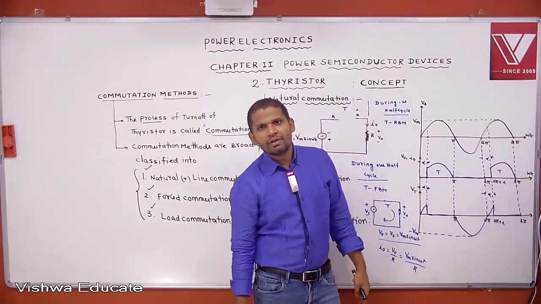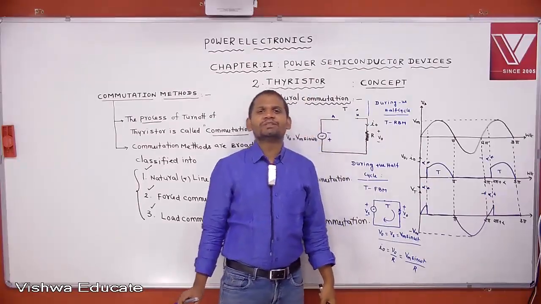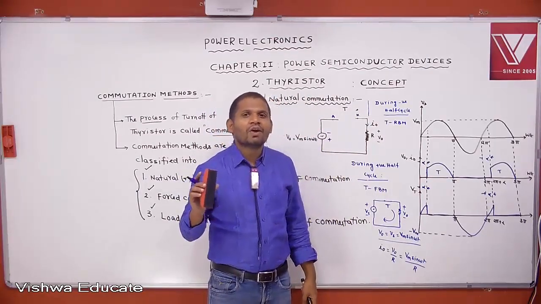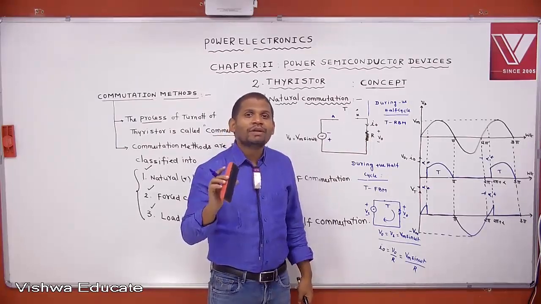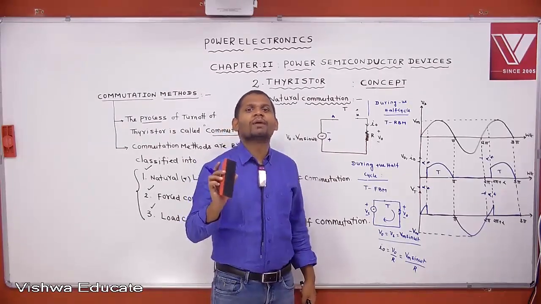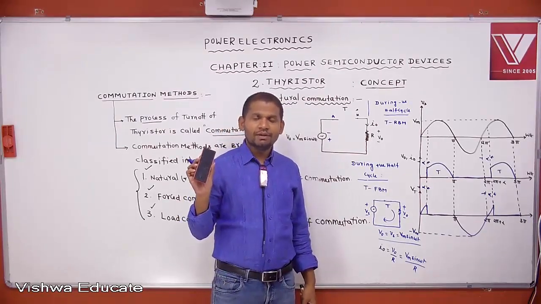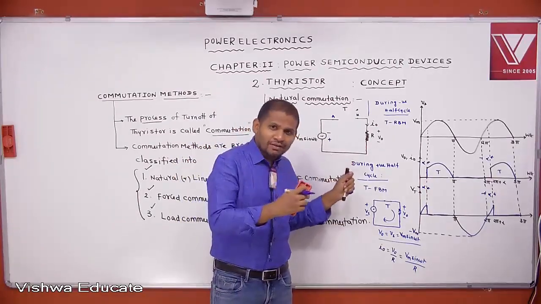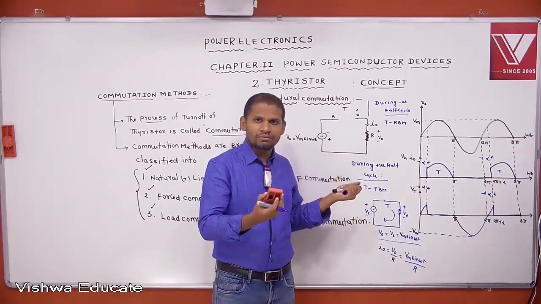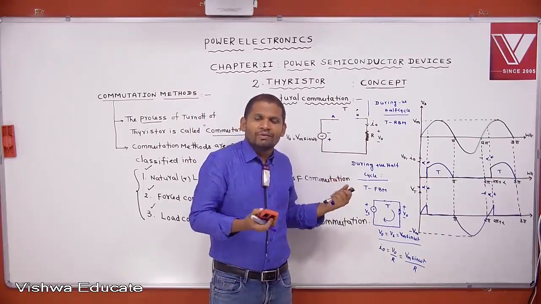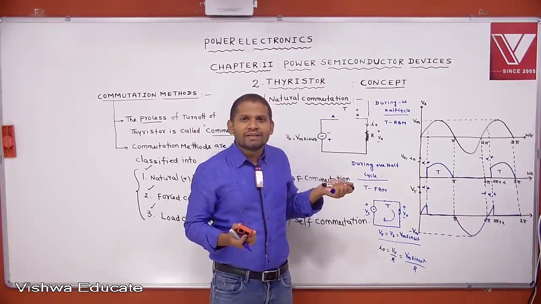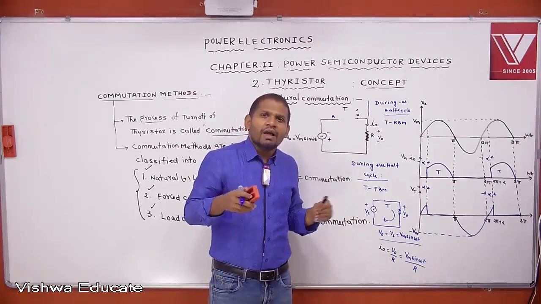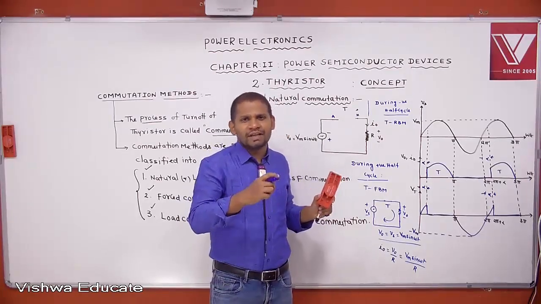What do you mean by natural commutation or line commutation? It means that in natural commutation or line commutation, the supply voltage itself is used to turn off the thyristor. That's why it is a natural commutation. Are you using any external circuit here to turn off the thyristor? No. We are just giving the supply. Whenever the negative half cycle is started, the thyristor stops the conduction. Whenever the positive half cycle is started, again we are giving a triggering pulse, then the thyristor is conducting.